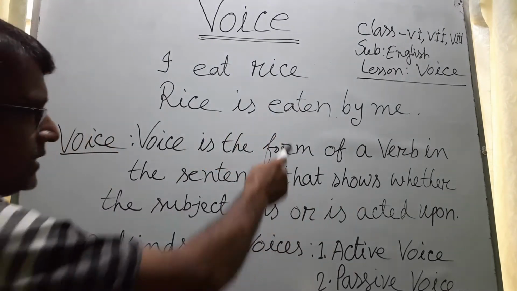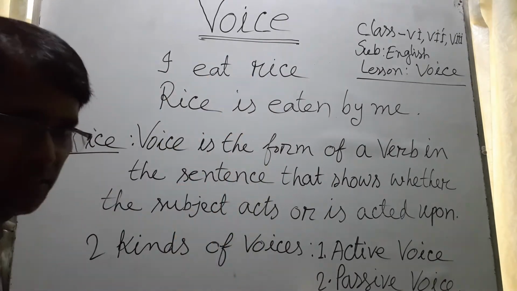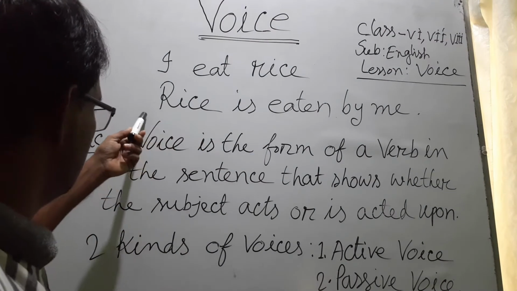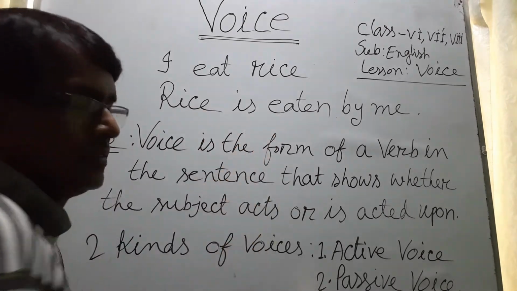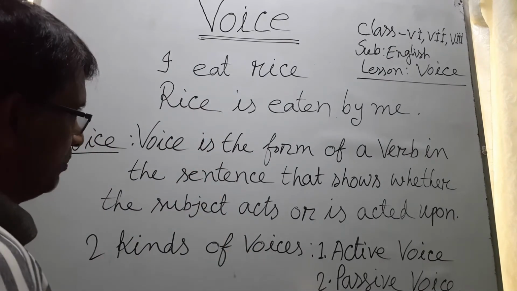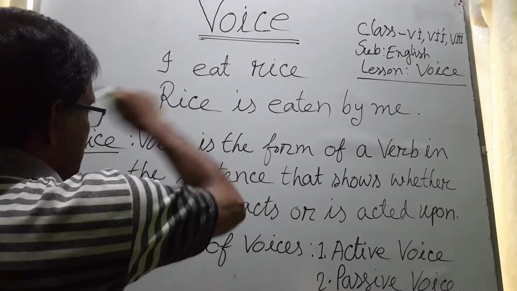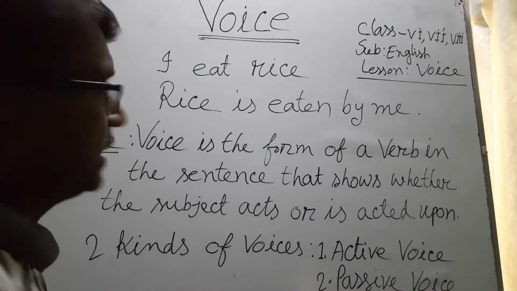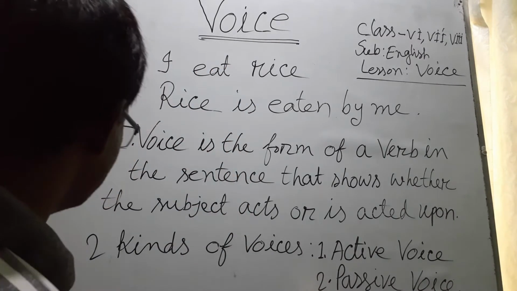ভাতকে খাওয়া হয় in বাংলা. Here in this sentence আমি ভাত খাই in Bangla, and in this sentence rice is eaten, ভাতকে খাওয়া হয়. That means in this one the action of the verb is done upon the subject, and here the subject itself has done the action of the verb eat.